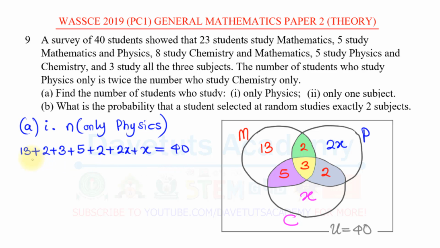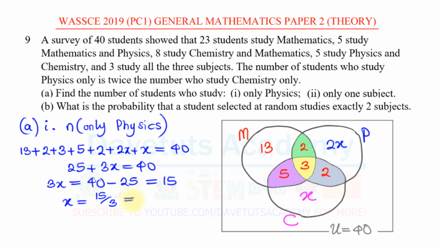So if I add all this, 13 plus 2 is 15, plus 3, that's 18, plus 2 here, that's 20, plus 5, that's 25. So I have 25 plus 2x plus x, that is 3x, is equal to 40. So that 3x will be 40 minus 25, and 40 minus 25 is 15. And x will now be 15 over 3, and that is 5.